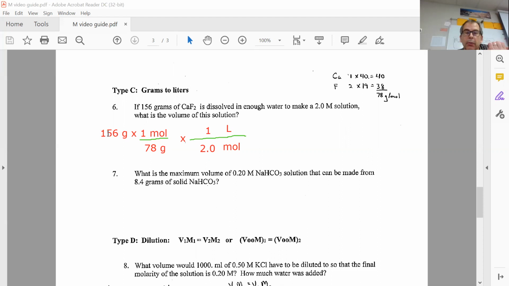But notice we said we take the 156, divide by the molar mass. That's going to lead to 2 moles. Then we're going to take 2 moles, divide by 2 molarity, 2 moles per liter. And it's going to end up being 1.0 liters. I'll just put a big L for liters. So if you're doing a grams to liters problem, you're working backwards on that mole train. Grams divided by molar mass gives you moles, and then moles divided by molarity gets you to liters, and it's 1.0.